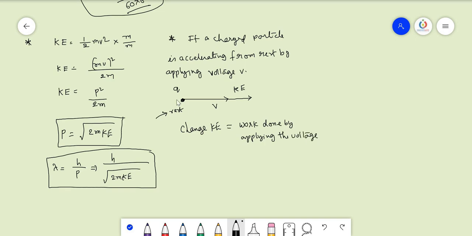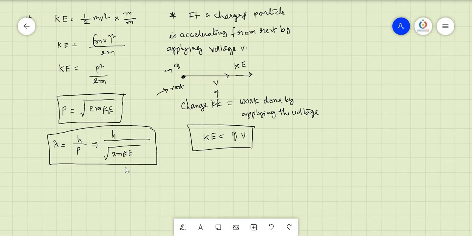So after applying the voltage, a certain amount of work is done. So now change in kinetic energy is equal, this is change in kinetic energy, not pure kinetic energy. So change in kinetic energy is equal to charge into voltage, Q into V. This formula is very helpful in solving the problems, you must remember it.